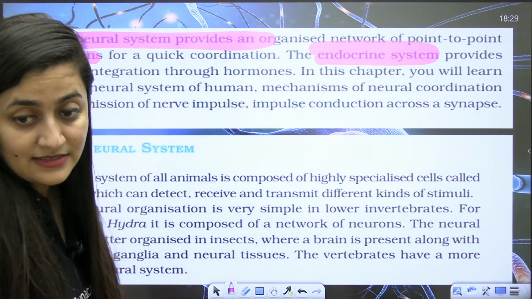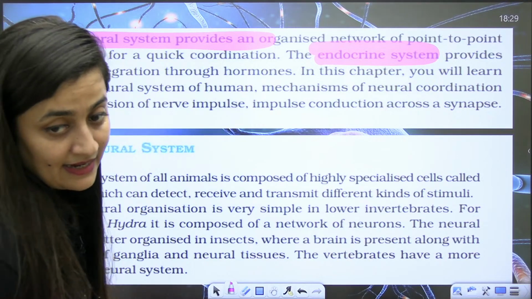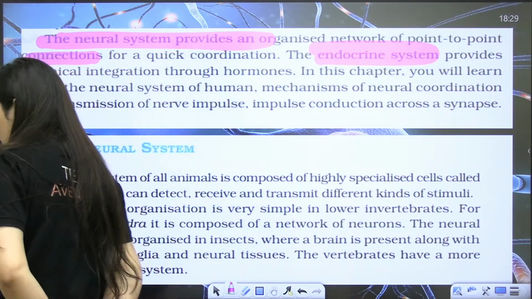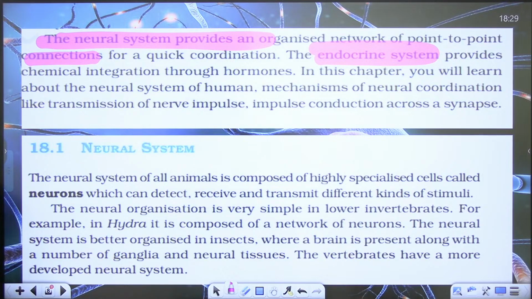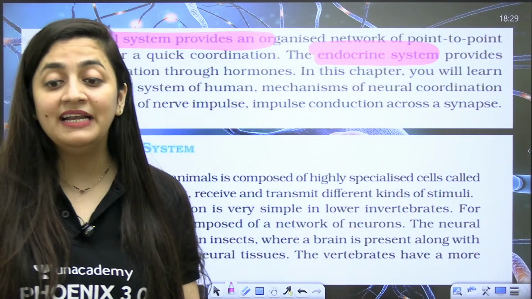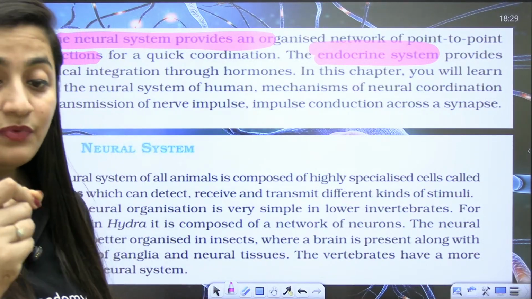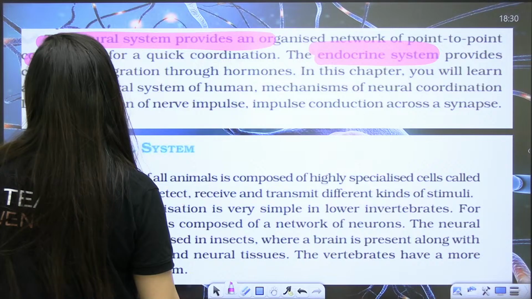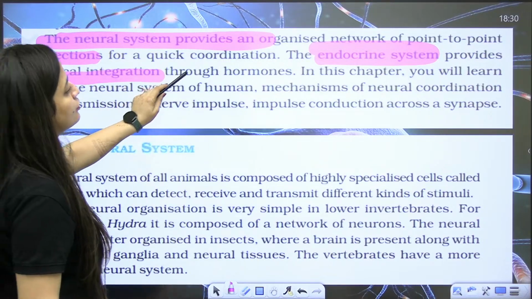I can see that students are still not able to answer it correctly, and I specified it while discussing chemical coordination and integration that you are not allowed to make a mistake there. It is something very important. Do not miss it. Right, guys, it is intercellular messengers, in between two cells. Okay, so the endocrine system provides chemical integration through hormones.